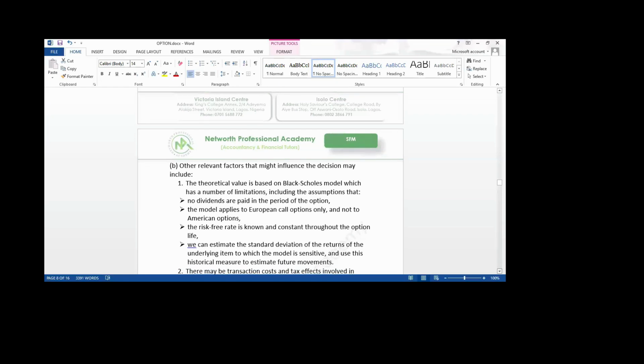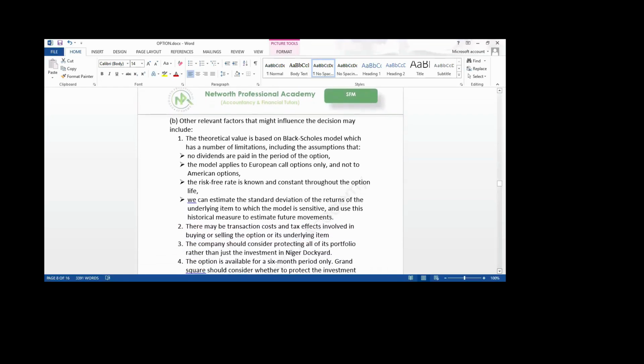Again, the model assumes a constant volatility. Risk is not constant. Risk can change. Then number two, there may be transaction cost. The model assumes a perfect market where there is no transaction cost, where there is no taxation. In reality, if you are buying and selling shares, there's going to be transaction cost.